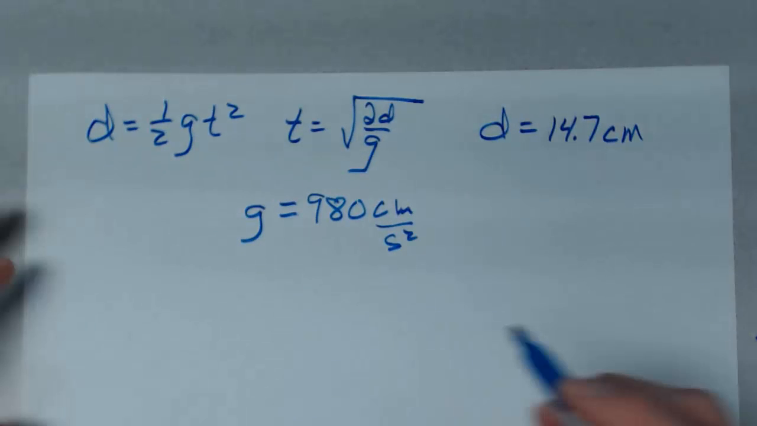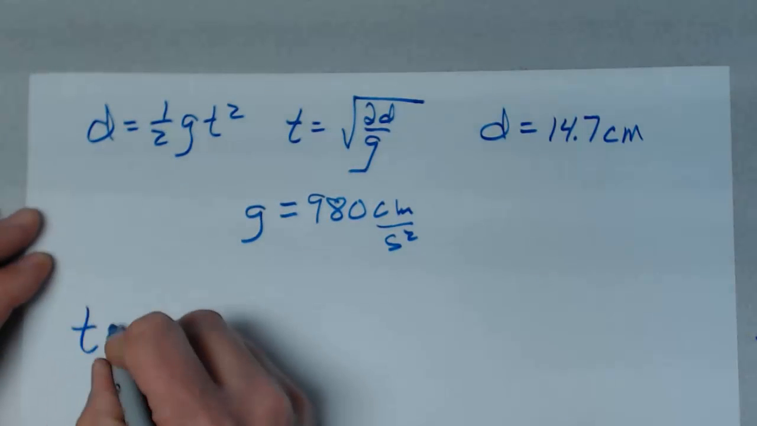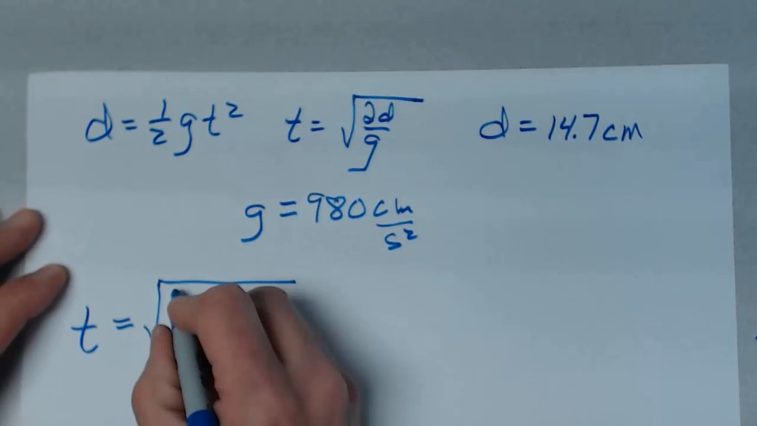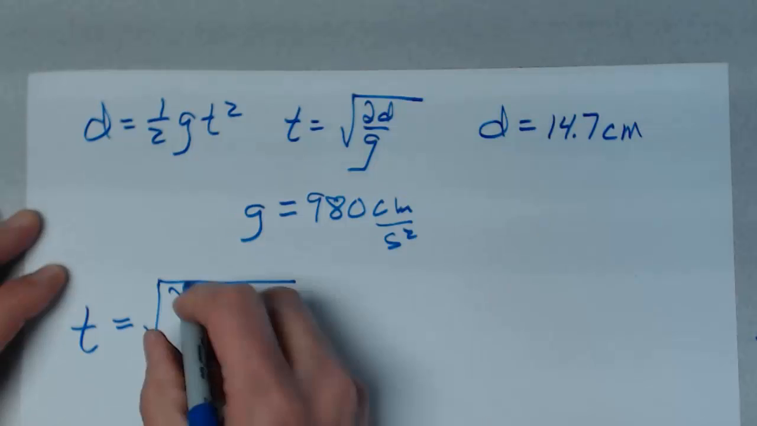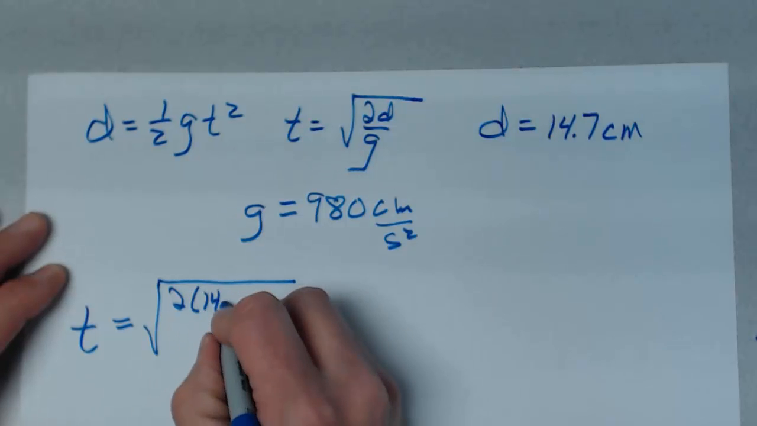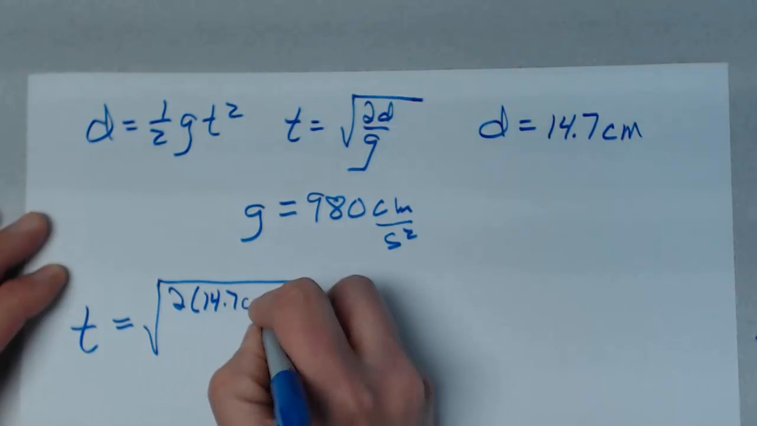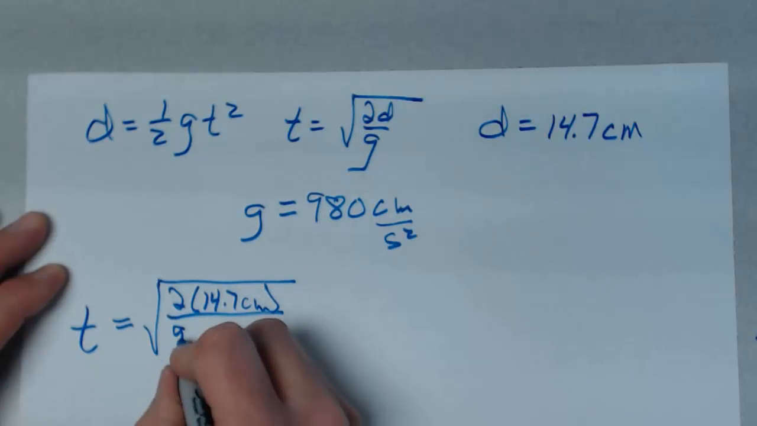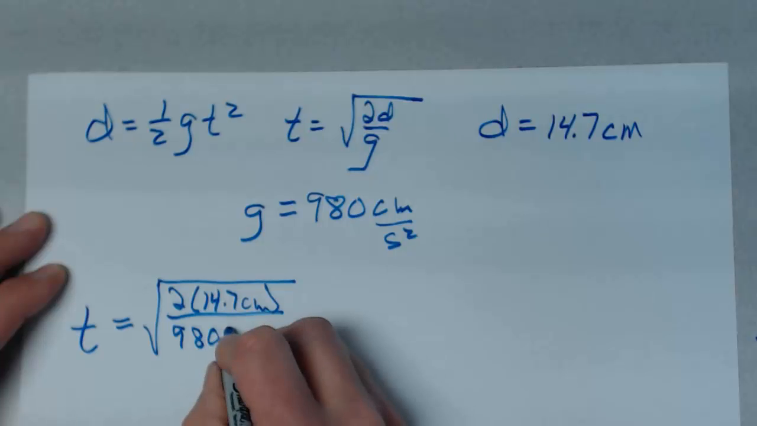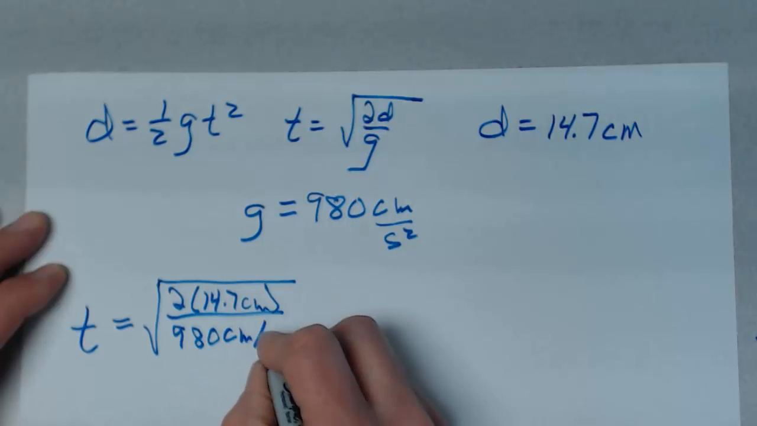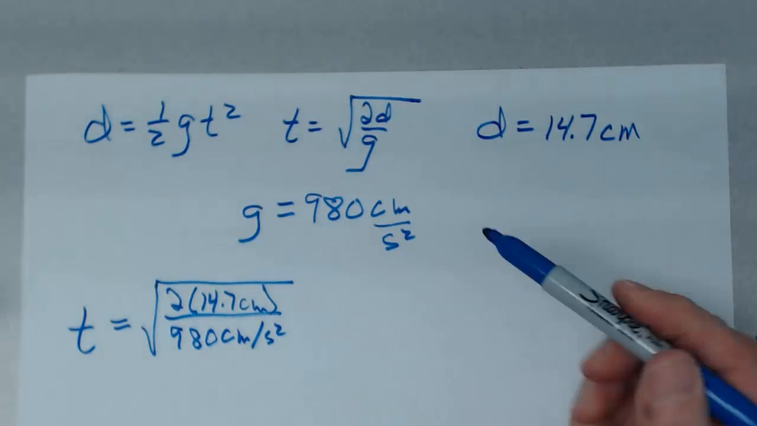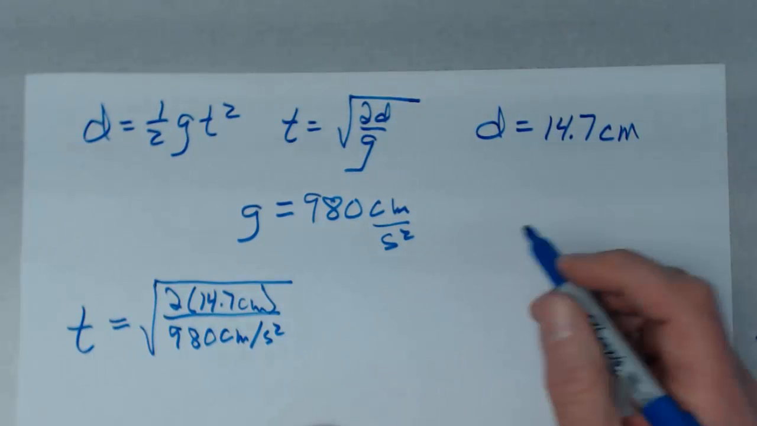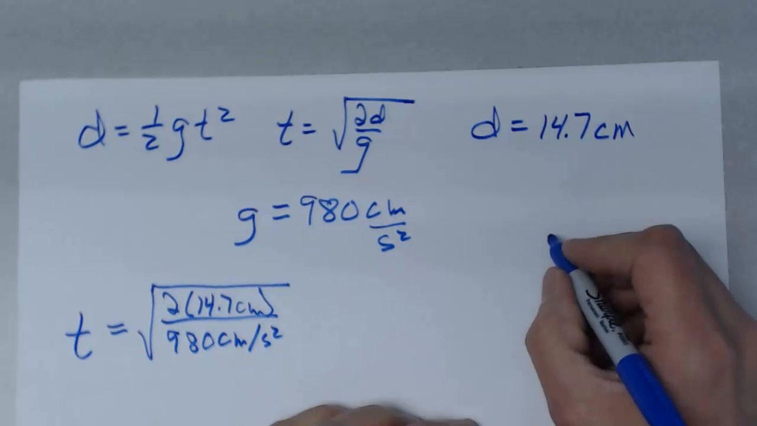So let's see how you do this calculation and why you should end up with a time at the end. So t is equal to the square root of 2 times the distance there, 14.7 centimeters, divided by g, 980 centimeters per second squared. Now, underneath that square root, I'll show you what happens to the units. Keep in mind this is under a square root.